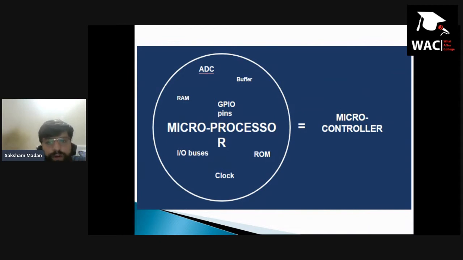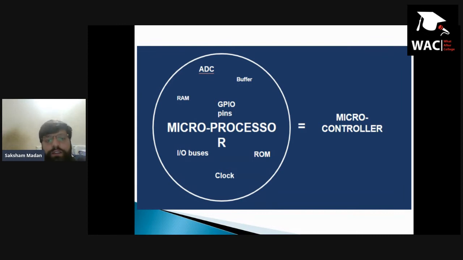Do you guys know what a buffer is? A buffer is basically a memory in which data is stored while the system is running. Then there's I/O buses. I/O buses are basically input output buses. If we take the analogy of a human body, we can translate it as a nervous system, a pathway from GPIO pins to the microprocessor. Then there's ROM, read-only memory. We all know about that.